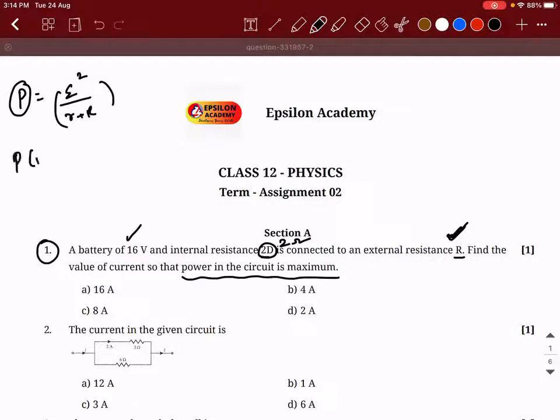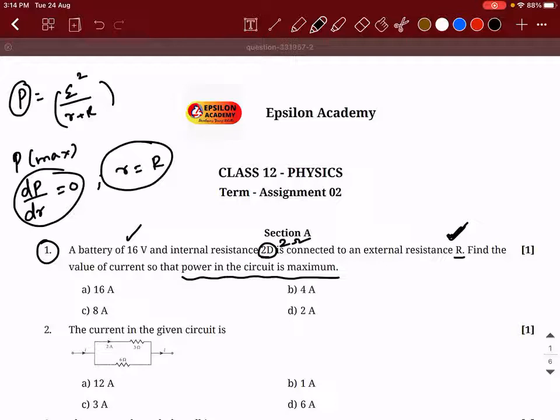Since power has to be maximum, dP by dr should be equal to 0. By equating it to 0, you will get small r is equal to capital R. Once you get this, you substitute it here and you will get the required answer. Try that and see now. They are asking to find the value of current so that the power is maximum.